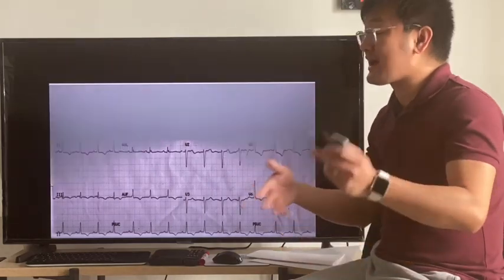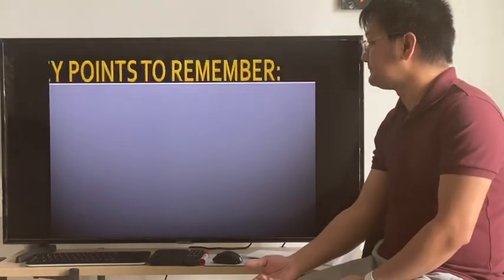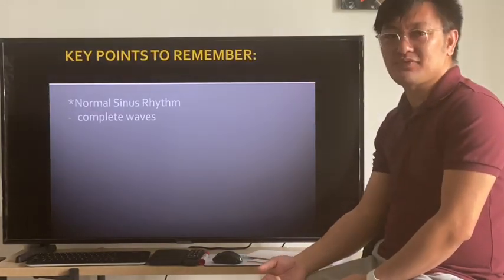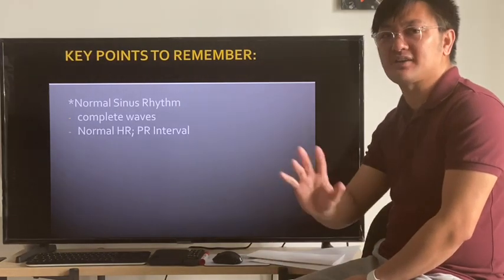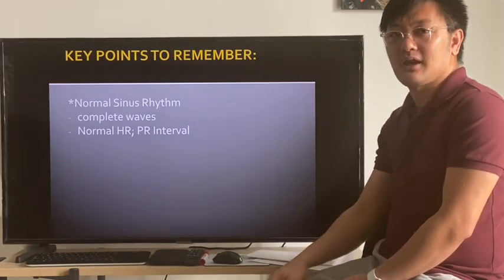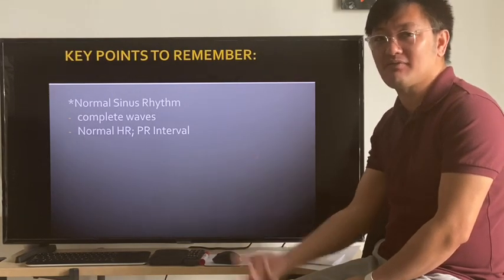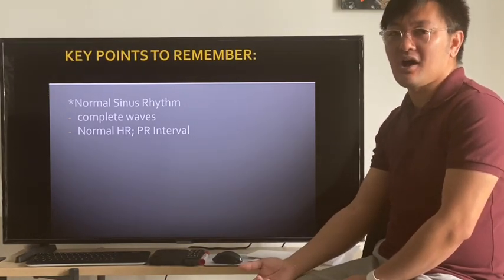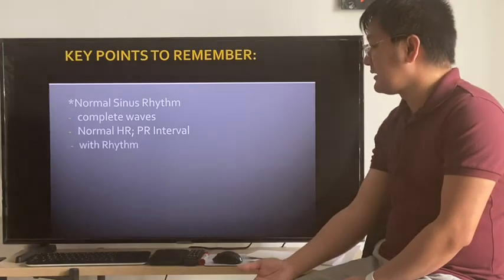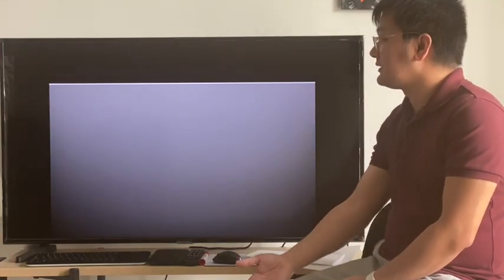So let's run down our concepts. Normal sinus rhythm: how will you know it's normal sinus rhythm? Waves are complete, am I right? With rhythm, one P wave every QRS, one T wave after the QRS, and the heart rate is 60 to 100. Normal PR interval.